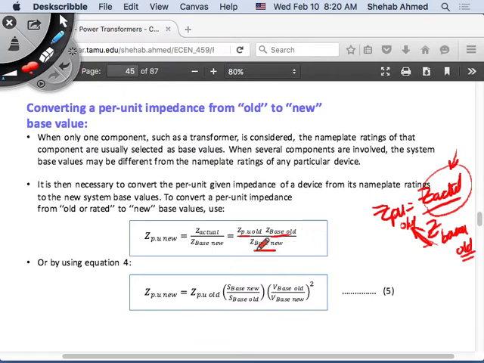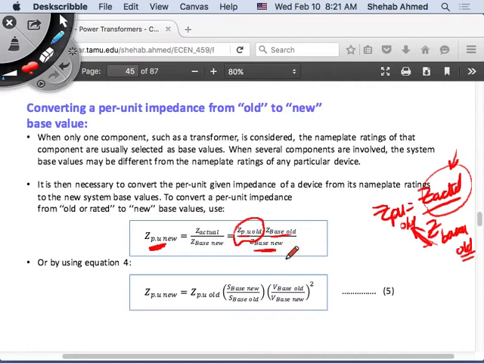I take this actual value and divide it by my new base value. So it's the same definition. I just convert it to actual and then convert it back to per unit again. This is my new per unit value for impedance. Everything that we discussed before applies as well, so all the equations for active and reactive power, etc., for base quantities apply. So here I can rewrite this as: Z per unit new is equal to Z per unit old, multiplied by Z base old over Z base new.